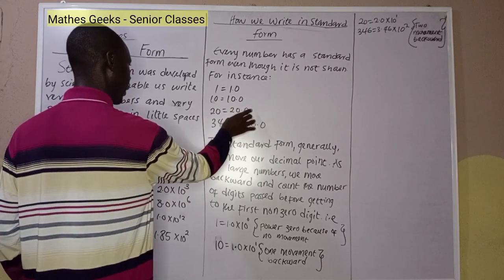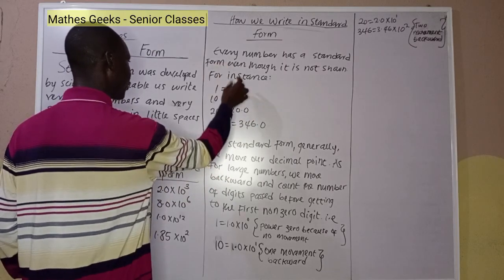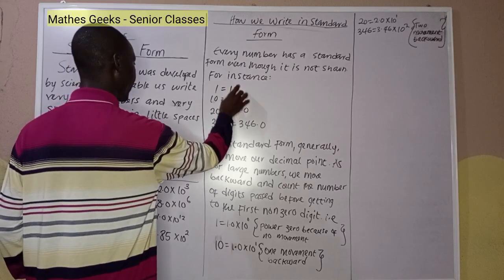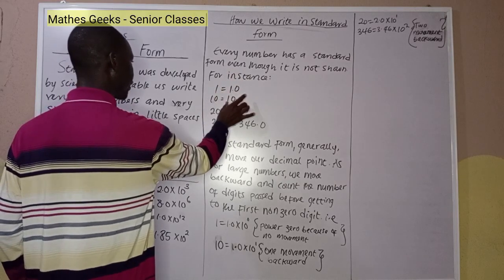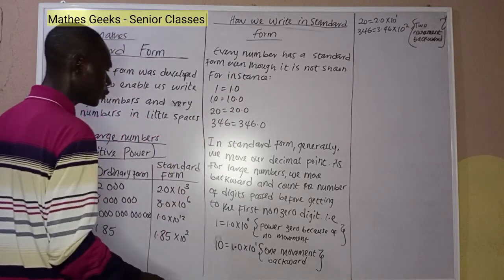Any of them is correct. Same thing with this part, and this part. If you decide to write 1 as 1.0, it's still correct. If you decide to write 10 as 10.0, it's still correct, because they all mean the same thing.